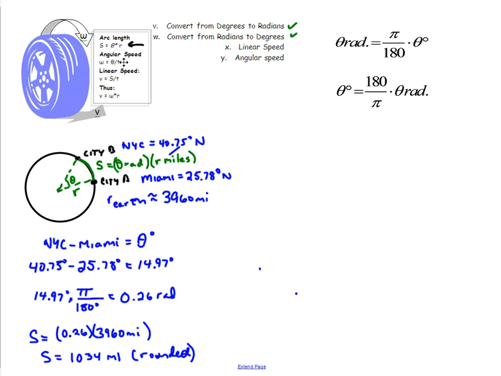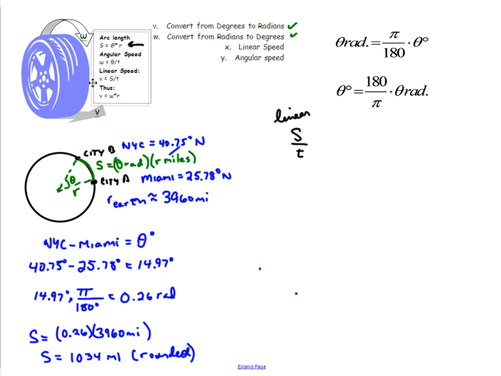So what's the connection here between angular speed and linear speed? Well, if our measure for arc length is S equals theta times R, we can say that if you take the arc length and divide it by time, you've got a linear speed. If I take miles divided by hours, I'd have a linear speed.